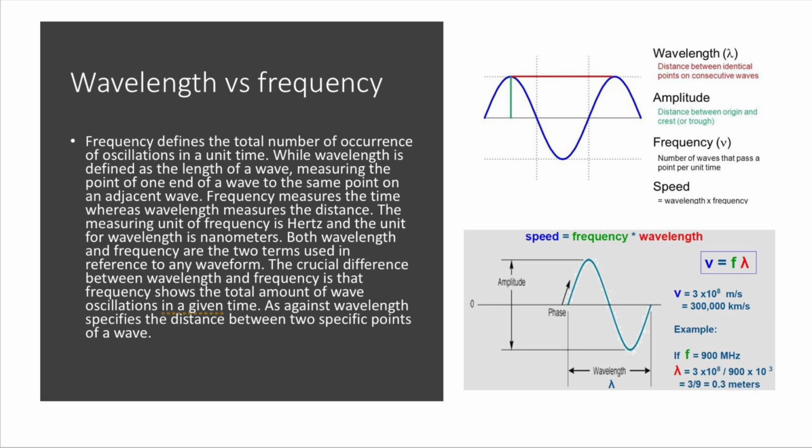Both wavelength and frequency are the two terms used in reference to any waveform. The crucial difference between wavelength and frequency is that frequency shows the total amount of wave oscillations in a given time, as against wavelength specifies the distance between two specific points on a wave.